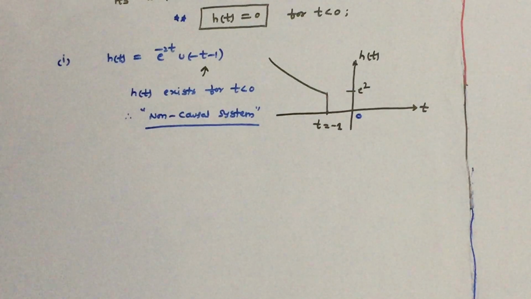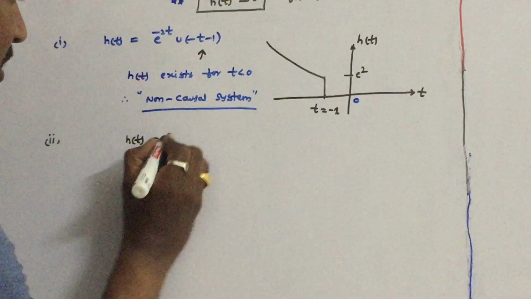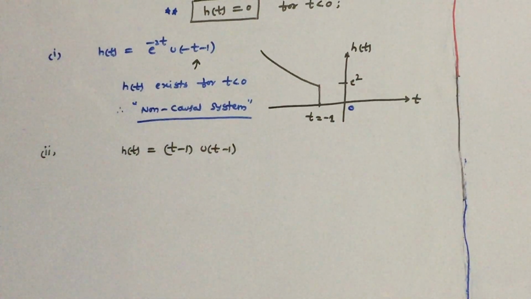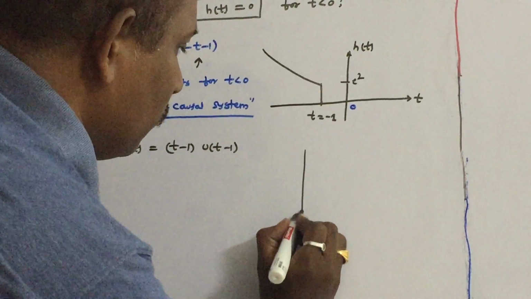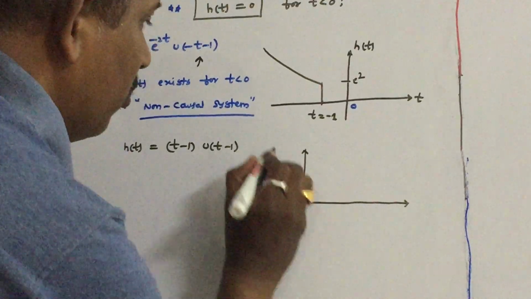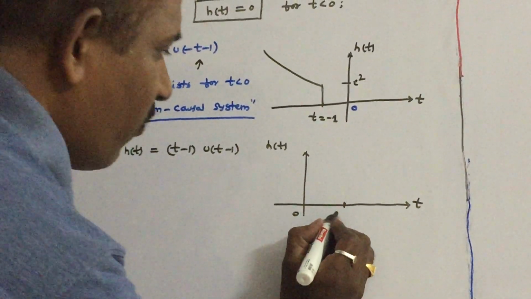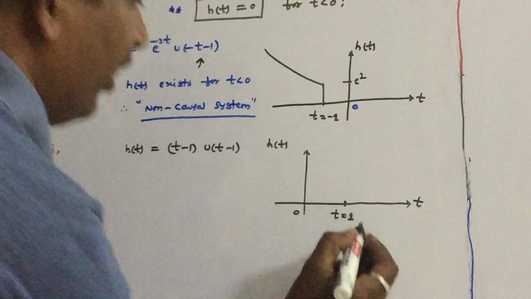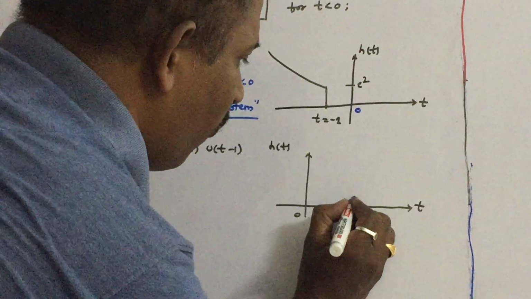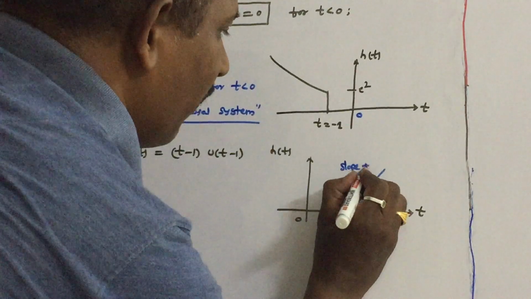So let us see the second one. What is the impulse response given? H of t is equal to t minus 1 into u of t minus 1. So let us see the impulse response graph, h of t versus t. It is a ramp equation, as we have discussed in the first unit. This ramp starts from t is equal to 1 with a slope of plus 1.